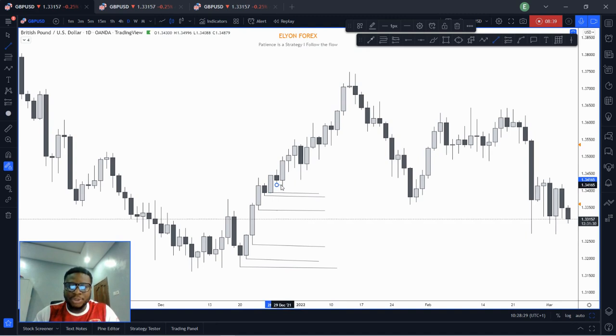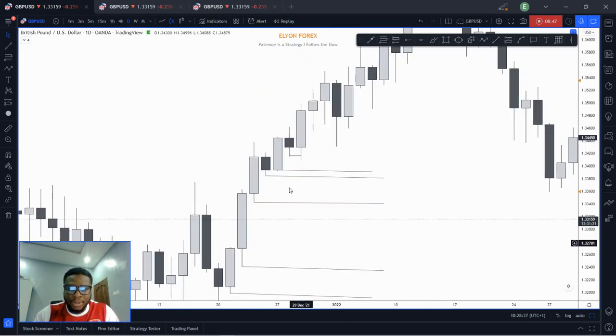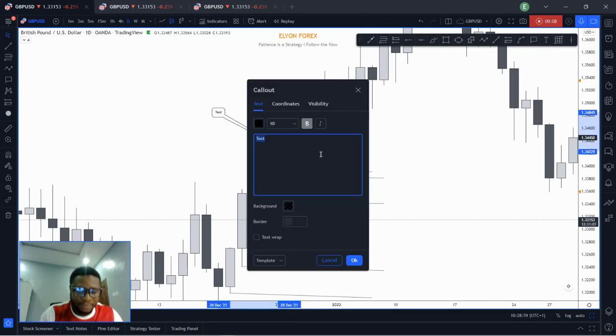Now we have this low touched. But how did we have it touched? We have it touched as a manipulation. Let me zoom in so that we can see it very well. All these previous lows were untouched, but look at what we have here. We have this low touched, but as a manipulation, because this candle's body failed to close below the wick of the previous daily candle. So let me annotate that. This is a manipulation.